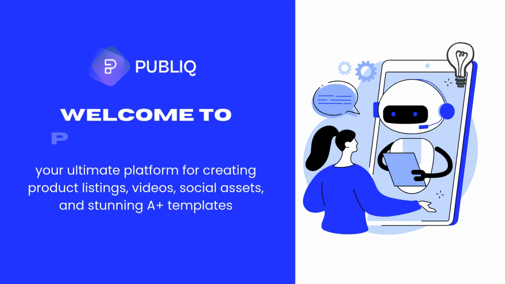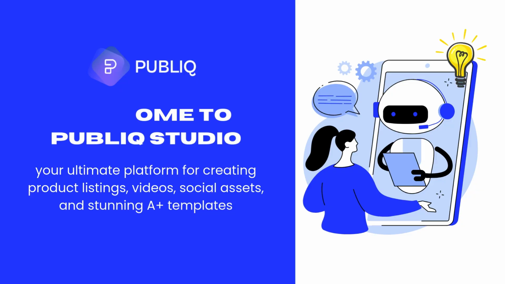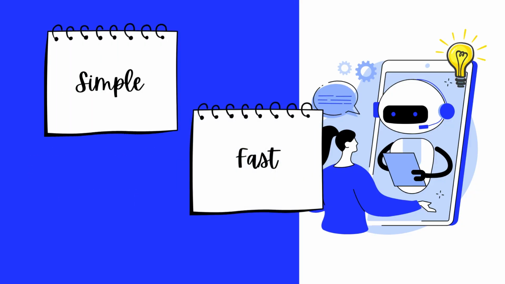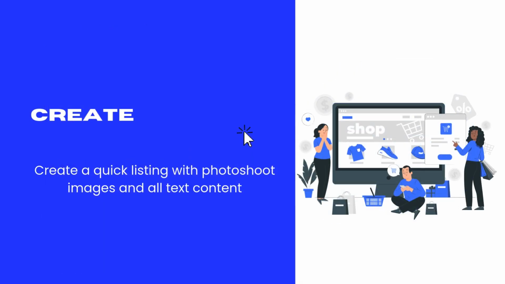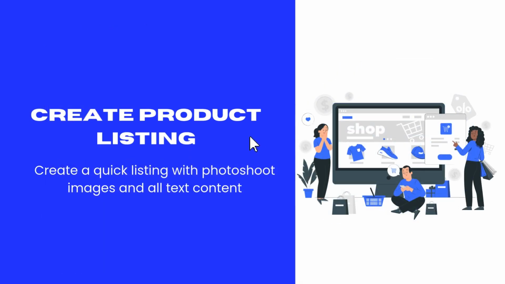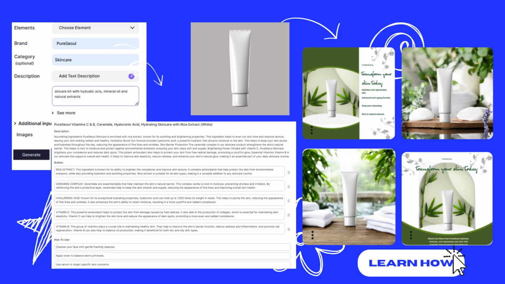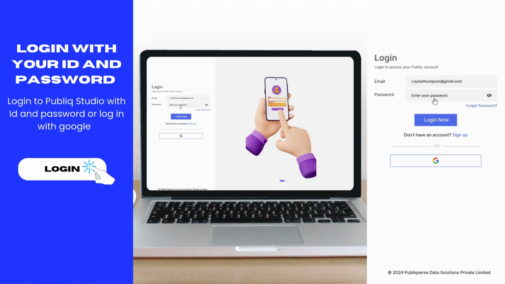Welcome to Public Studio, where creating and showcasing your products is simple, fast, and intuitive. Today, we'll walk through setting up a complete product listing along with videos and social assets in just a few simple steps. First things first, you'll need to log in.